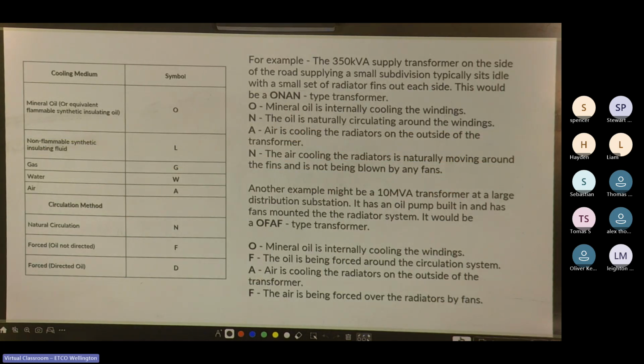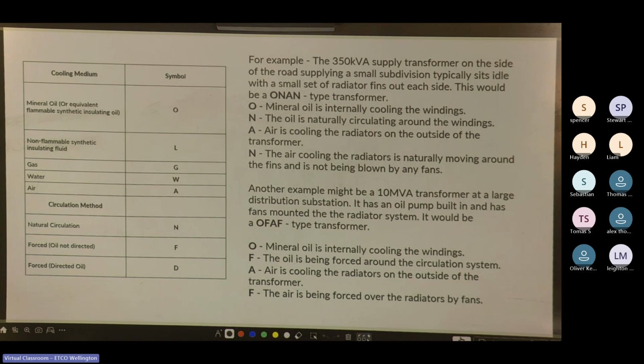Cooling medium, so yeah. For example, a 350 kVA supply transformer on the side of the road supplying a small subdivision typically sits idle with a small vent of radiator fins at each side. This would be an ONAN type transformer.